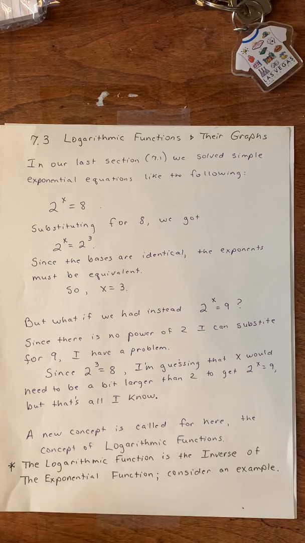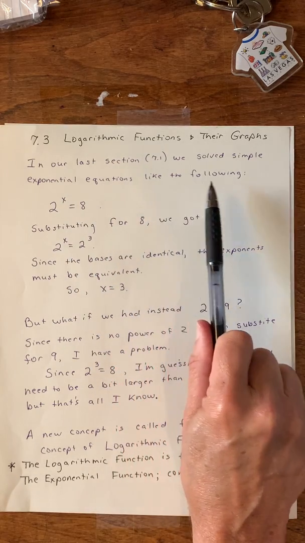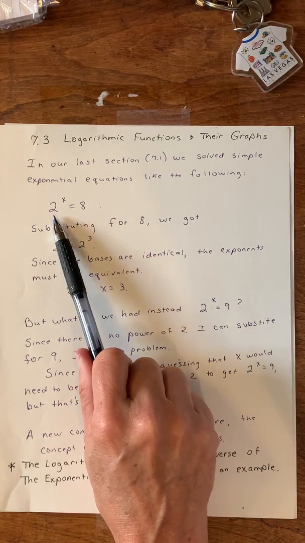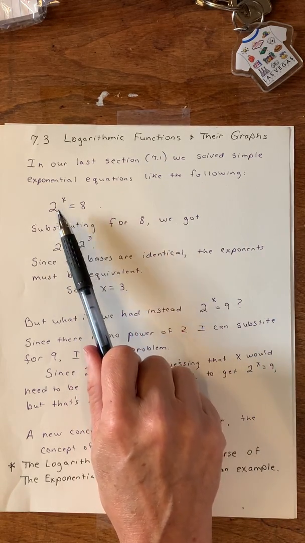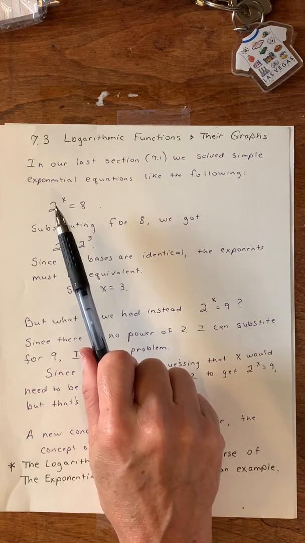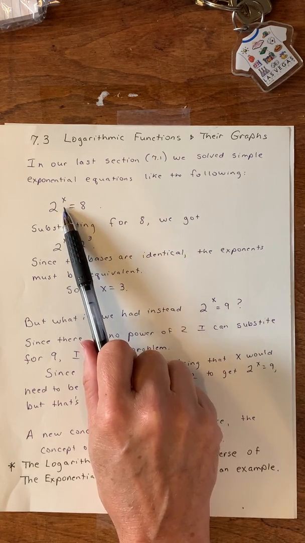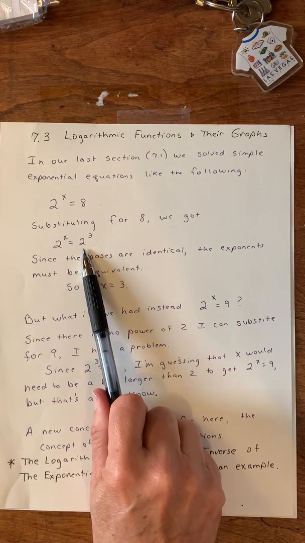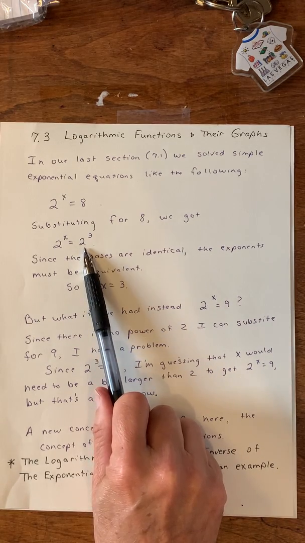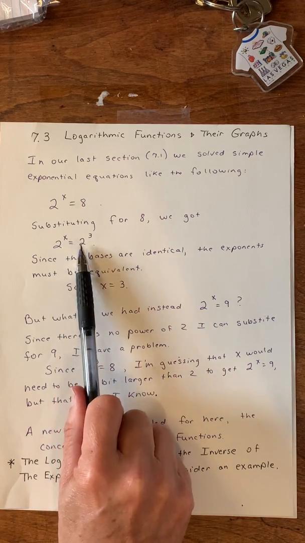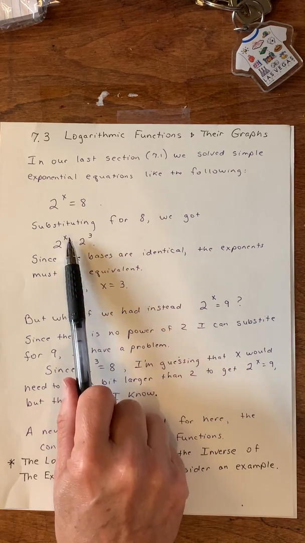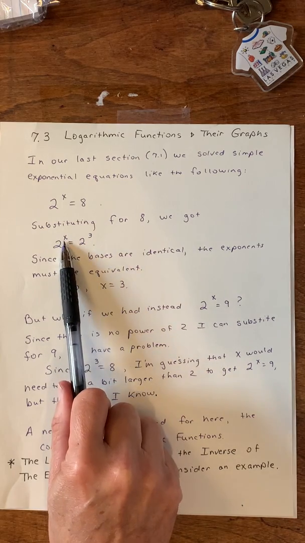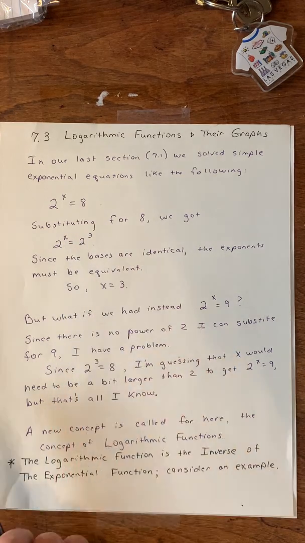Just a little review. In our last section, we solved simple exponential equations like this. We had 2 to the x equals 8. What in the world is x? Well, we made a simple substitution. In the place of 8, we substituted 2 to the third. And then we made this observation: since my bases are identical, my two exponents must be equivalent. So x must be equal to 3.